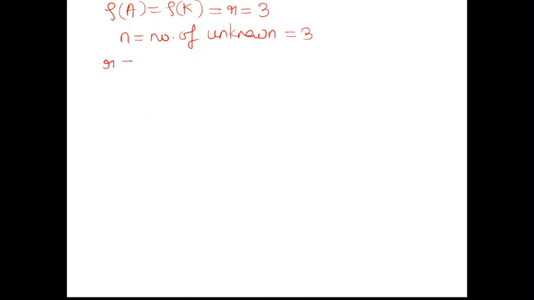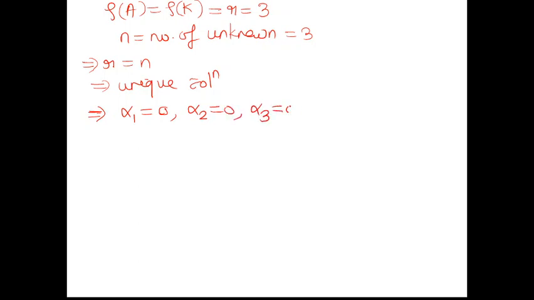Now let's relate R and N. What we have? R is equal to N. As R equals N, this always implies a unique solution. The system has a unique solution, and whenever the system has a unique solution, it means all variables are 0. So this implies alpha 1 is 0, alpha 2 is 0 and alpha 3 is 0. Therefore the conclusion will be that the given set of vectors is linearly independent.